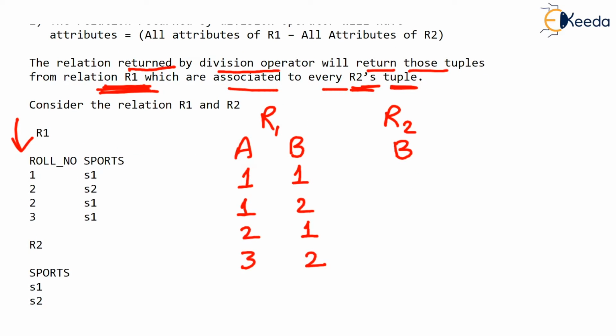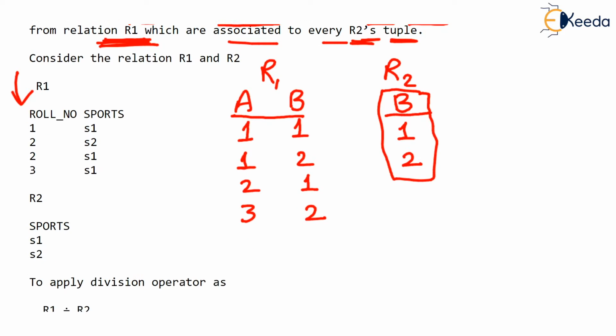And in B, I am having two values, 1 and 2. Check this. R2 is having only one column B, whereas R1 is having two columns A and B. Now we are doing R1 divides R2. You very well know you can do R1 divides R2. The subset rule is really followed over here. So what will R1 divides R2 contain?